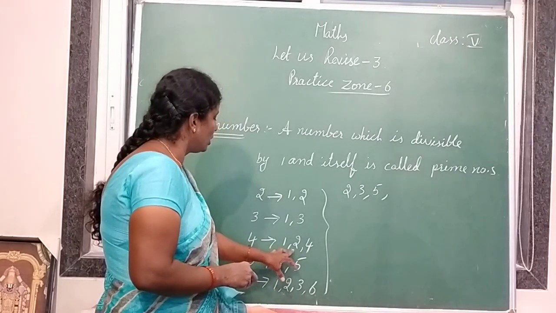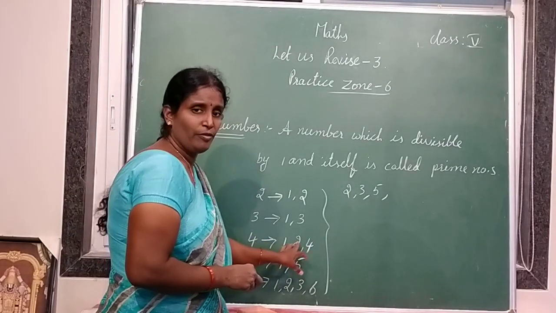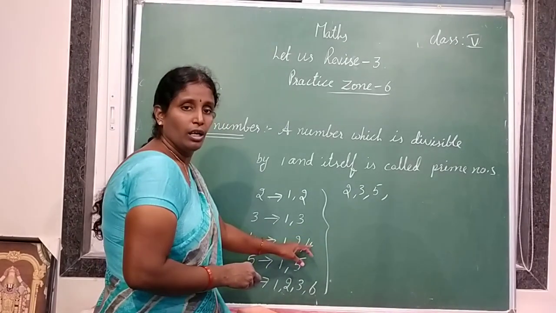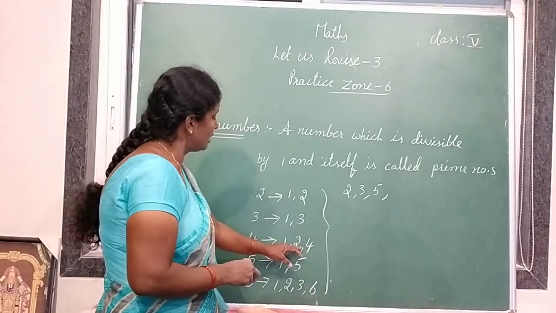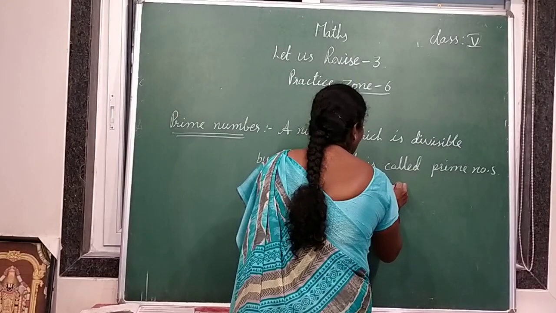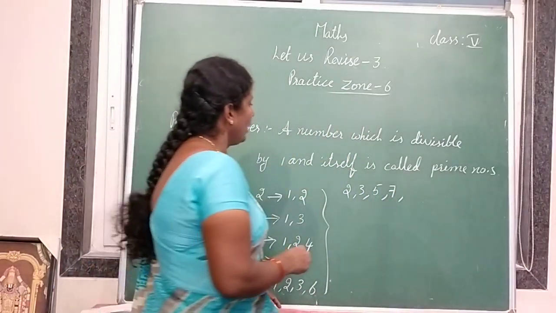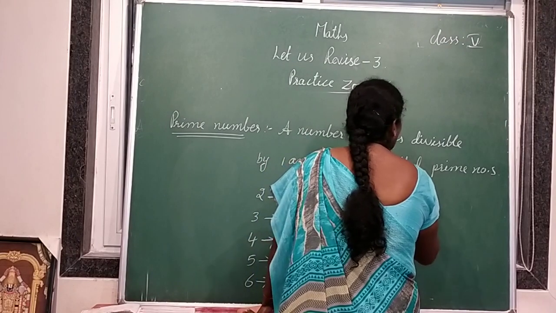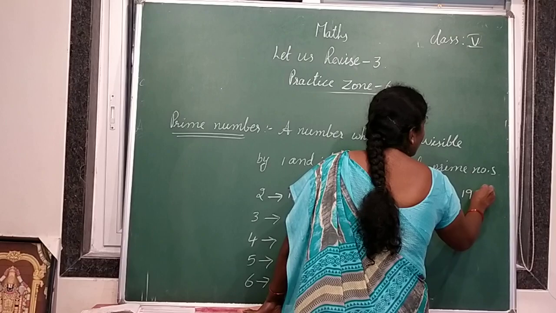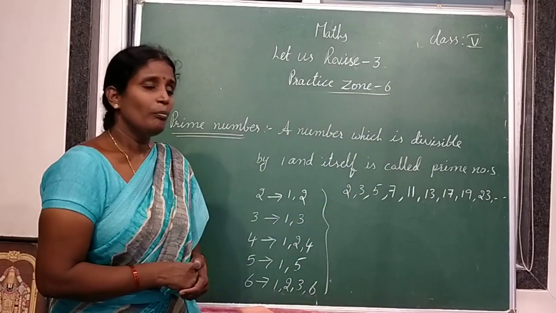And 4, 3 factors are there. It is divisible by 1, 2 and 4. Because of that it is also not a prime number. Next 5, 7. 2, 3, 5, 7. Next 11, 13, 17, 19, 23 and so on. So these are the prime numbers.